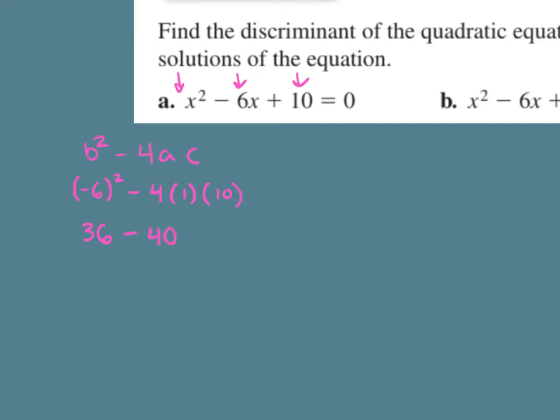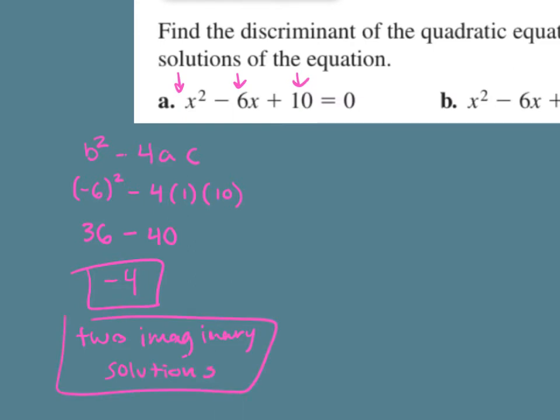What do we get for our discriminant? -4. So our discriminant is -4. What does this tell us about our number of solutions and what type of solutions they are? Perfect. It's negative, so we have two imaginary solutions. All you're doing here is finding the discriminant and naming how many solutions you have.